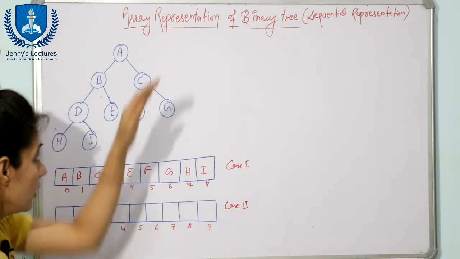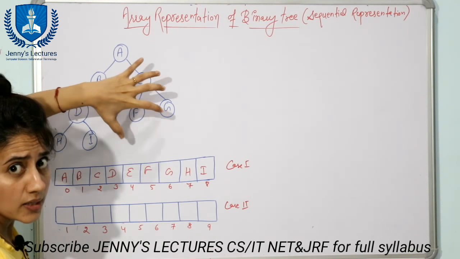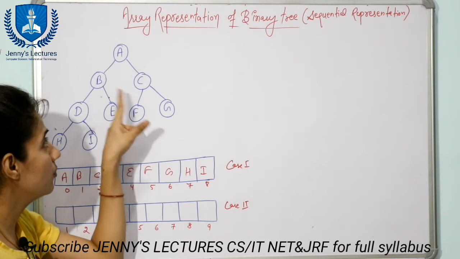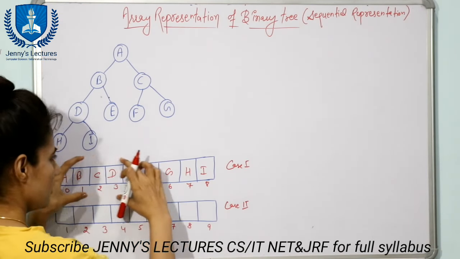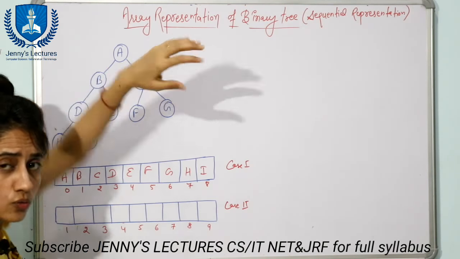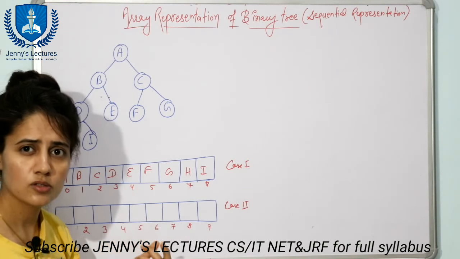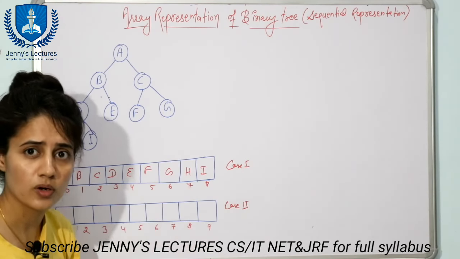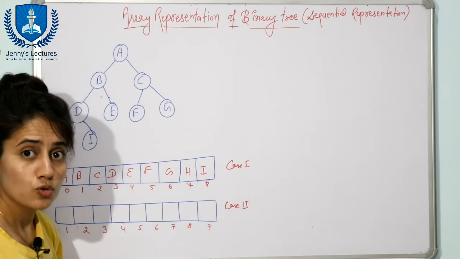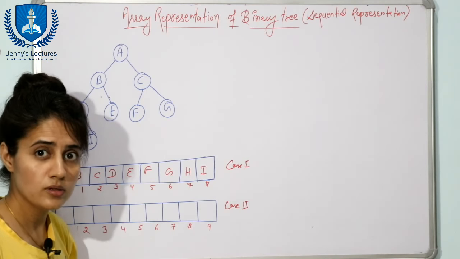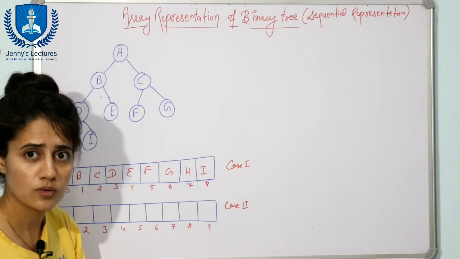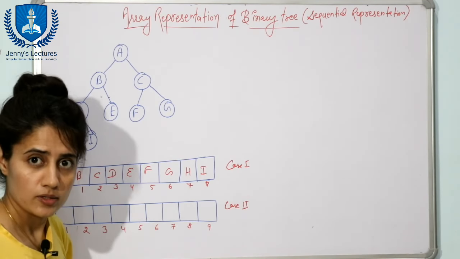Now by looking at this tree, you can say that B and C are children of A, or A is the parent of B and C. But if this is an array and you don't have the tree representation, and I ask you which node is the child of which one, which node is the parent of which one, obviously by looking at this you cannot tell, right? So there should be some formula, some relation, to know which node is the parent or child of which node. So what are these formulas?